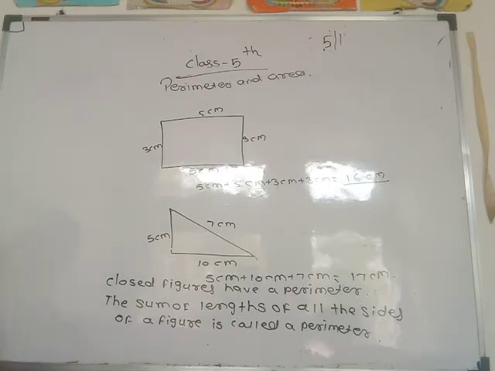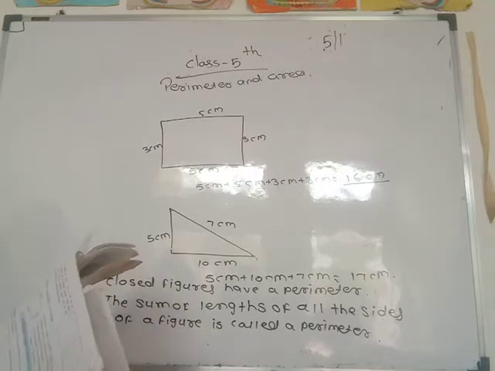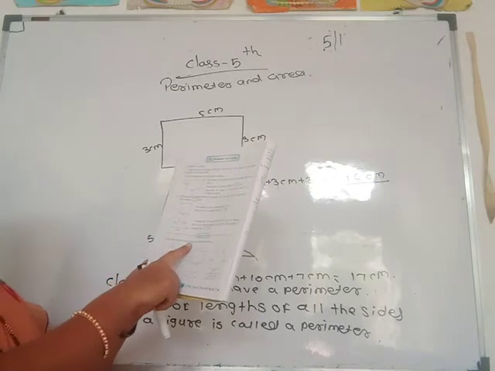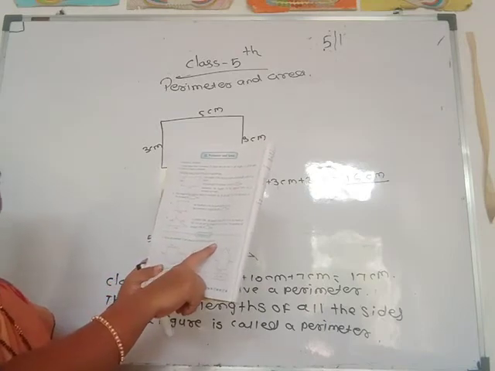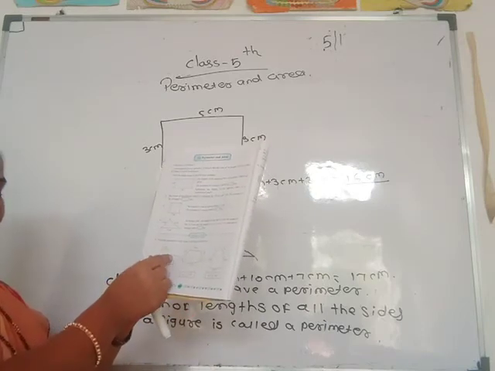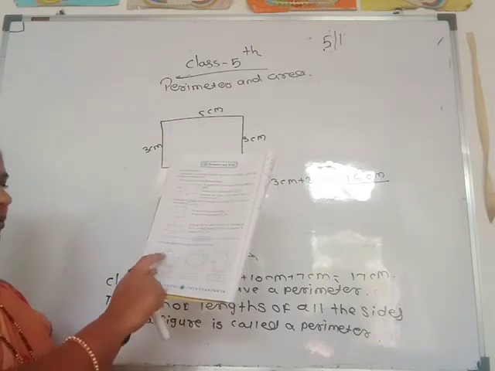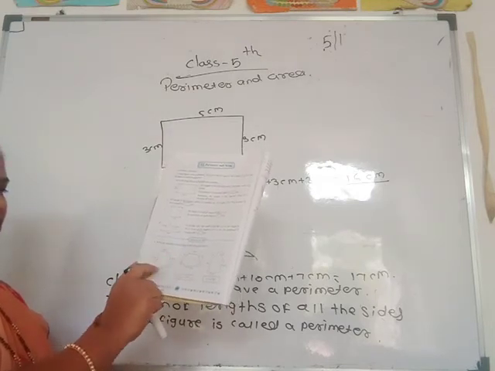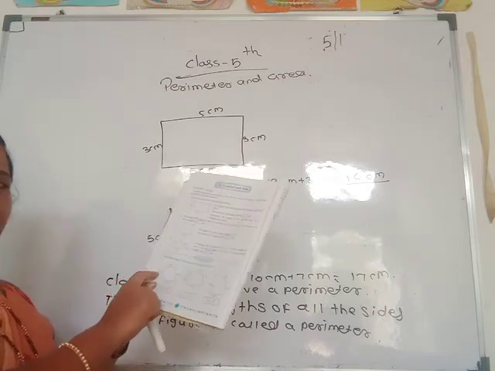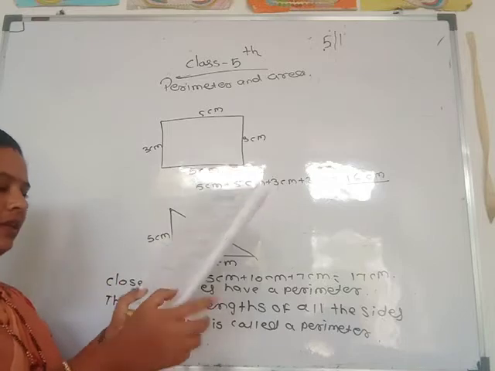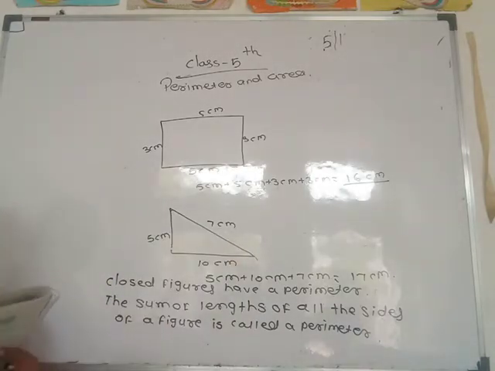See in your textbook, page number 68, problem set 48. Write the perimeter of each figure in the box given below it. You draw this figure and below write: the perimeter of this figure is equal to 7 centimeter plus 16 centimeter plus 20 centimeter plus 14 centimeter. Do this addition. This is also the same. Then see the next one, this second question.